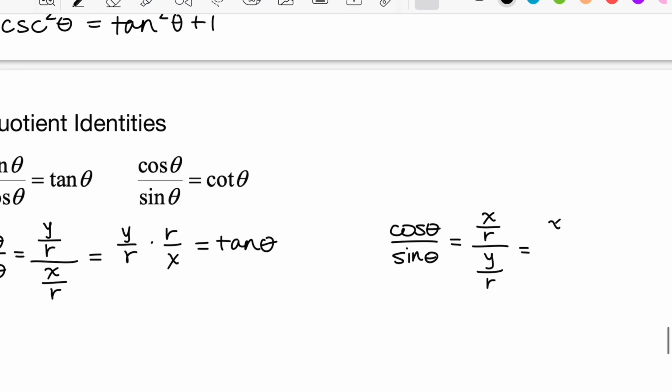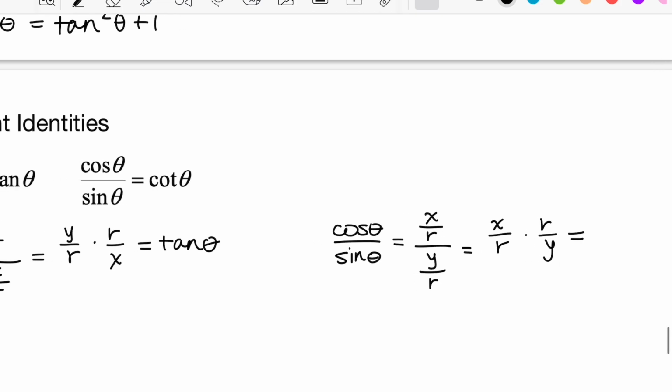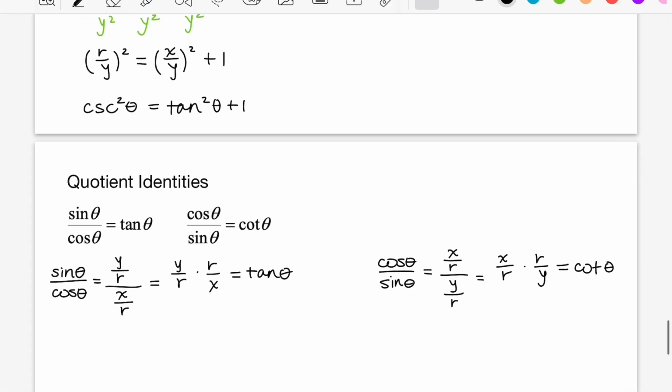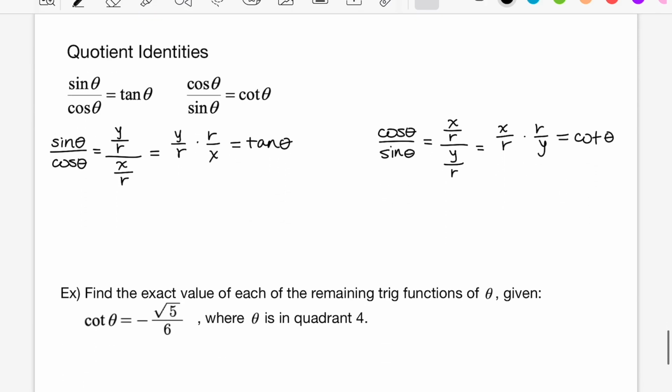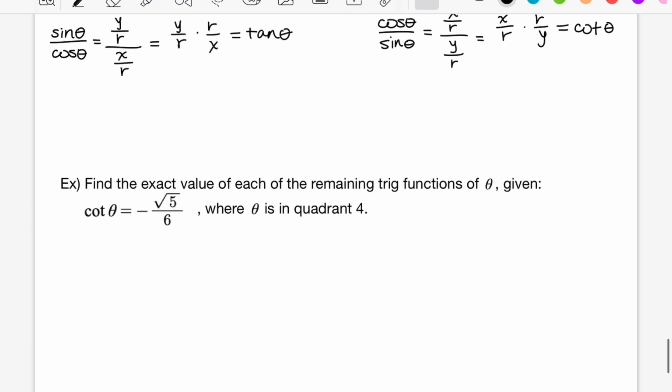This will give us x over r times r over y, which will give us x over y, which is going to be the reciprocal of tangent theta, which is the same as cotangent theta. All right, so we'll use this knowledge to do this next example here. We want to find the exact value of each of the remaining trig functions of theta, given the fact that cotangent theta is equal to negative square root 5 over 6.